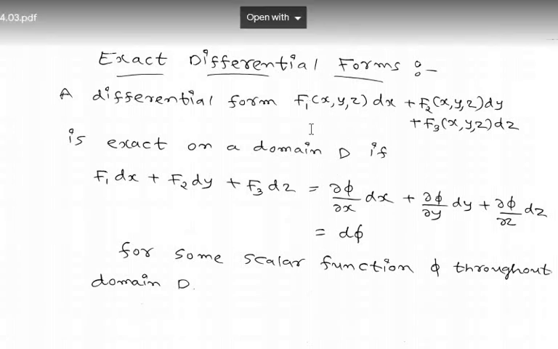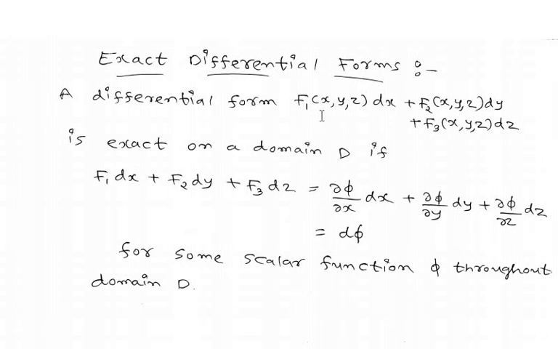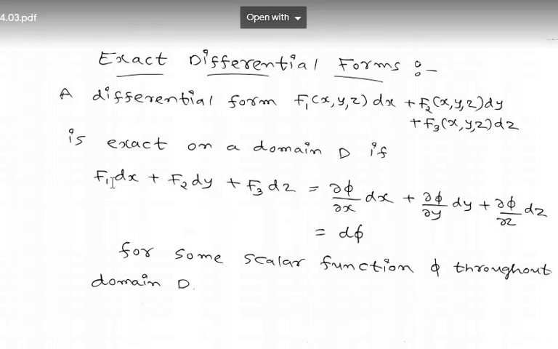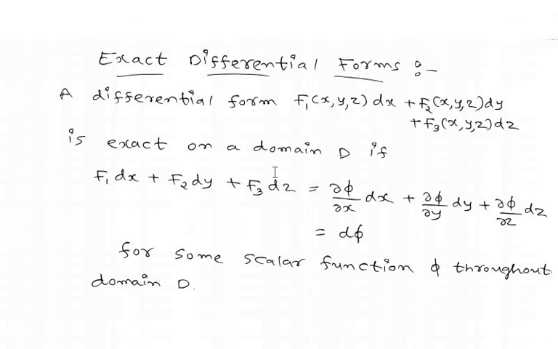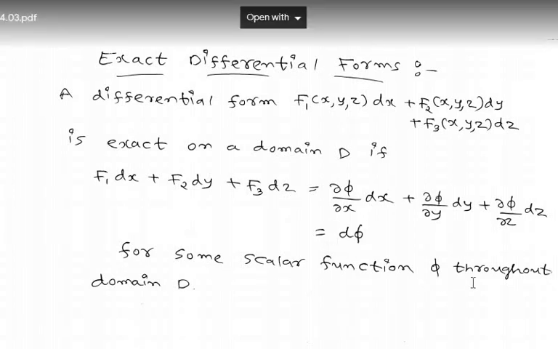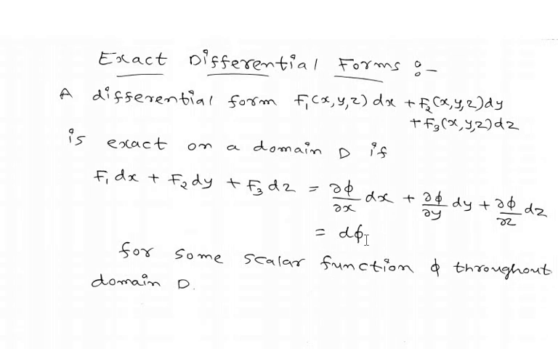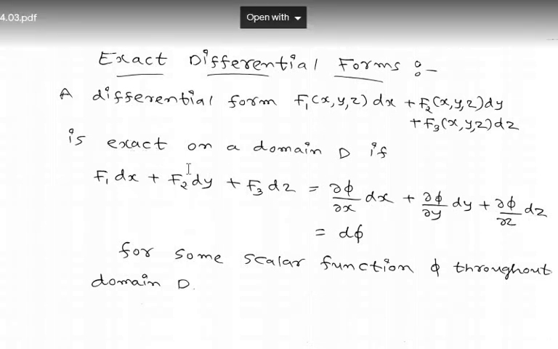Now the last topic is exact differential form. A differential form f1 dx plus f2 dy plus f3 dz is exact on a domain D if f1 dx plus f2 dy plus f3 dz is d phi for some scalar function phi throughout domain D, and d phi is nothing but del phi by del x dx plus del phi by del y dy plus del phi by del z dz, right?